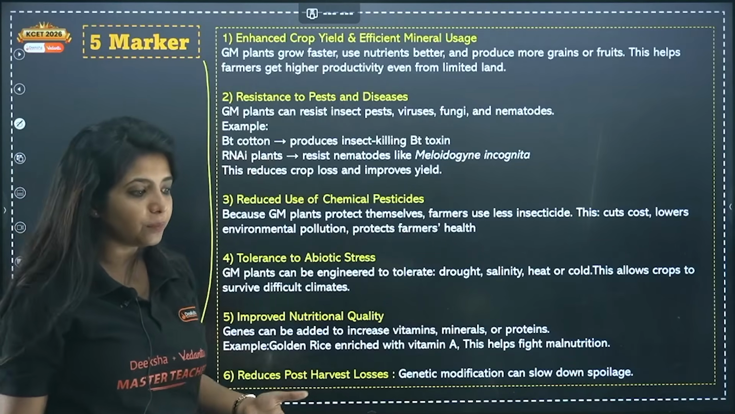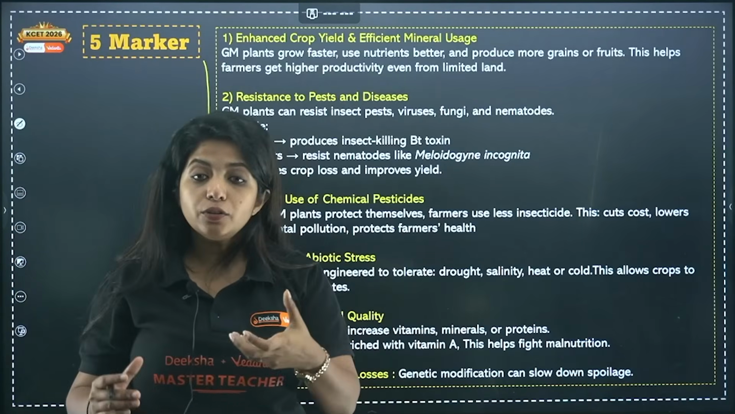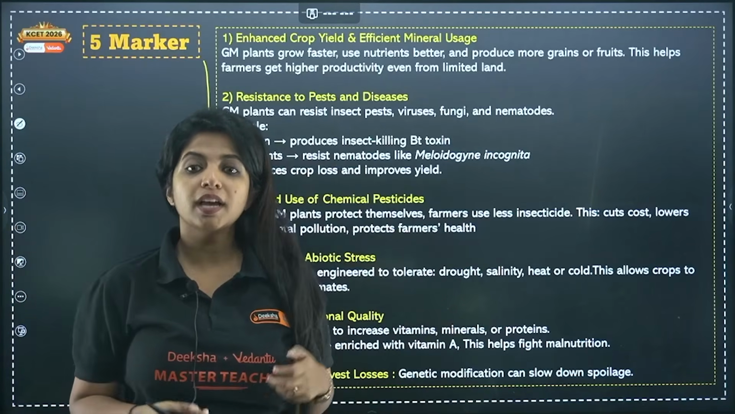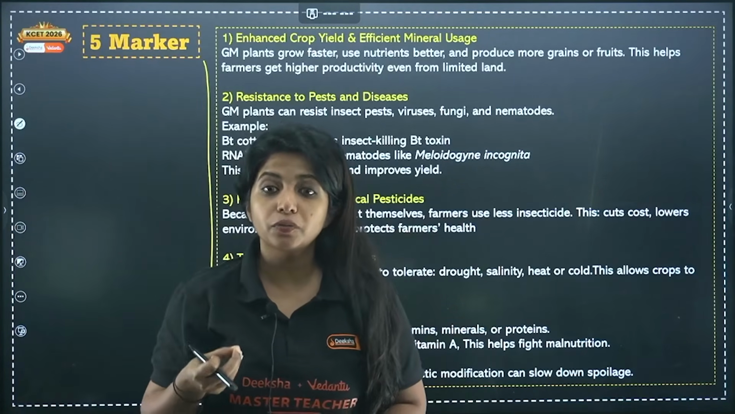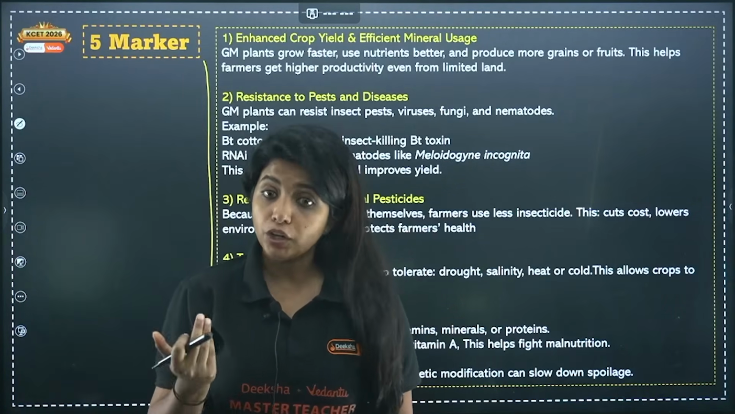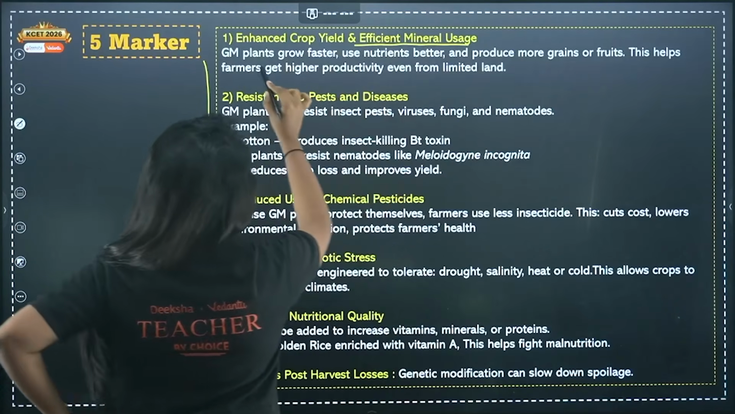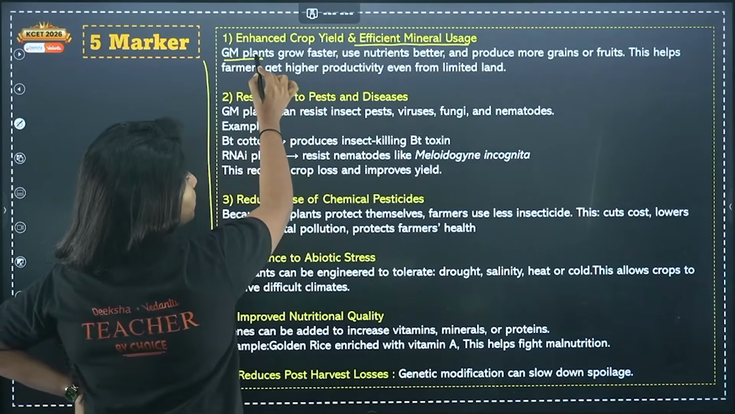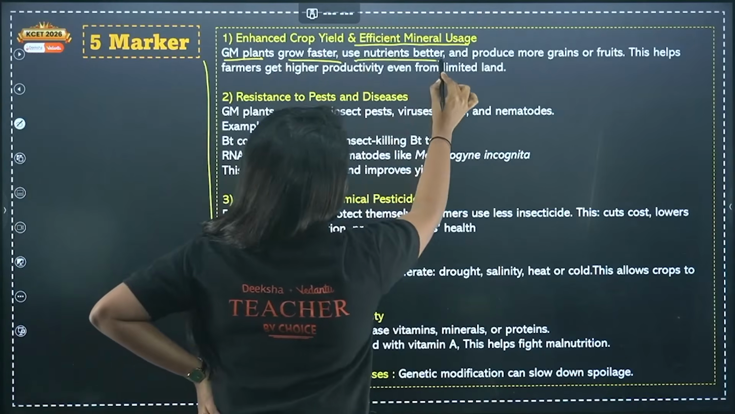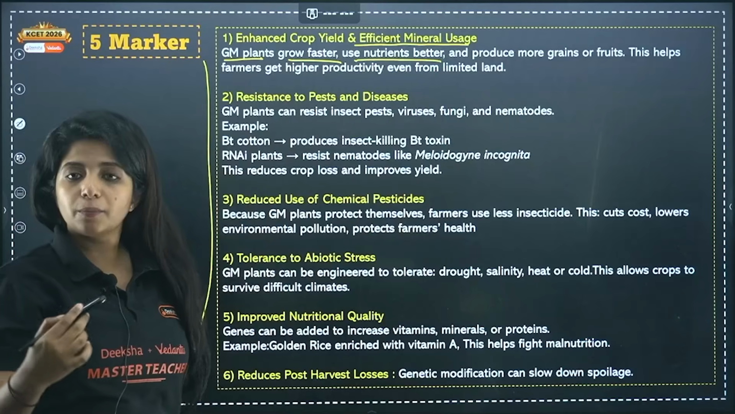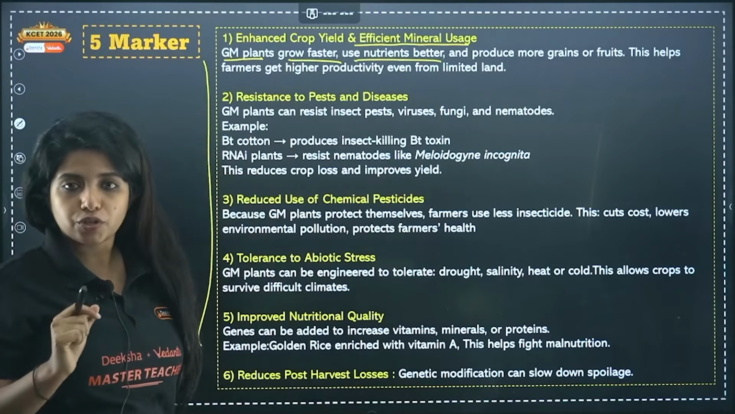Human beings, basically farmers, need to rely on little nutrients. If they do not have to purchase a big body of nutrients, my dear children, and the plants can sustain with little amount of nutrients, their mineral usage is really good. Don't you think it is helpful? Yes. So enhanced crop yield and efficient mineral usage. GM plants, that is genetically modified plants, grow faster, use nutrients better and produce more grains or fruits. This helps in having higher productivity from limited resources.